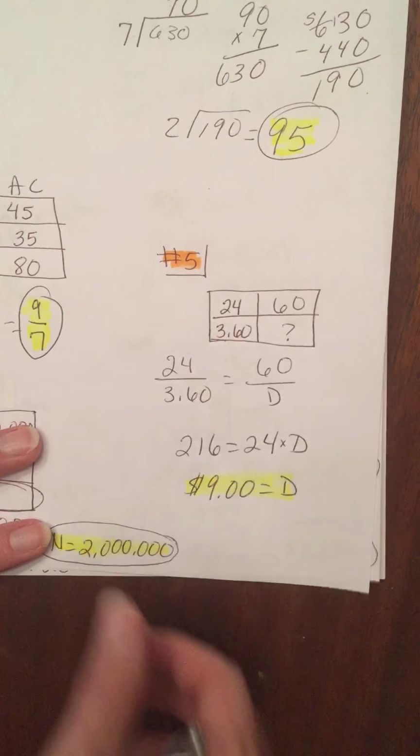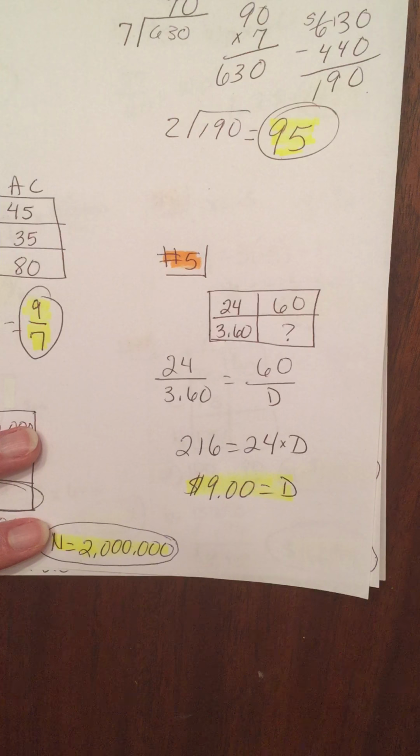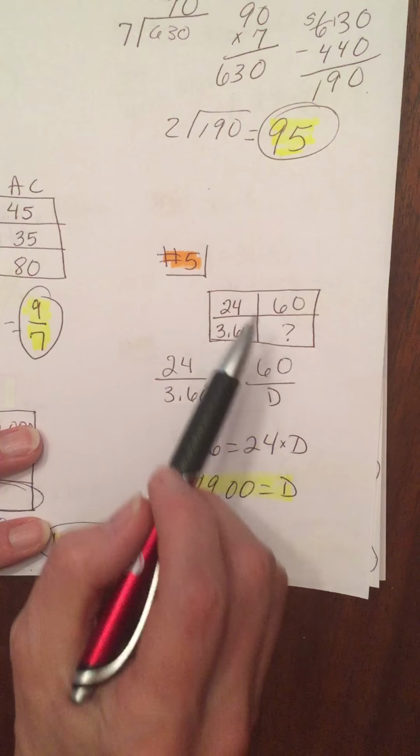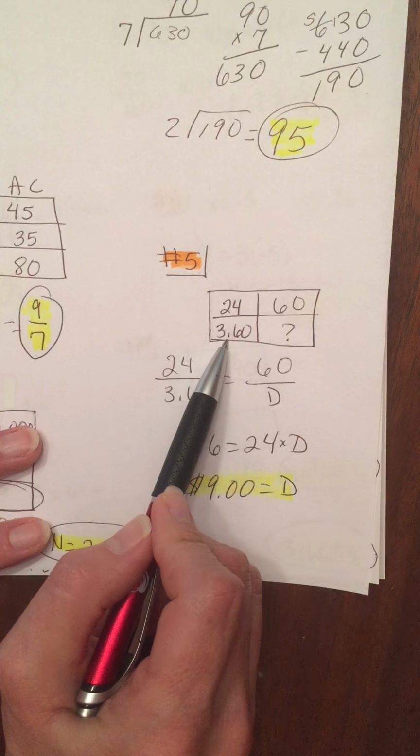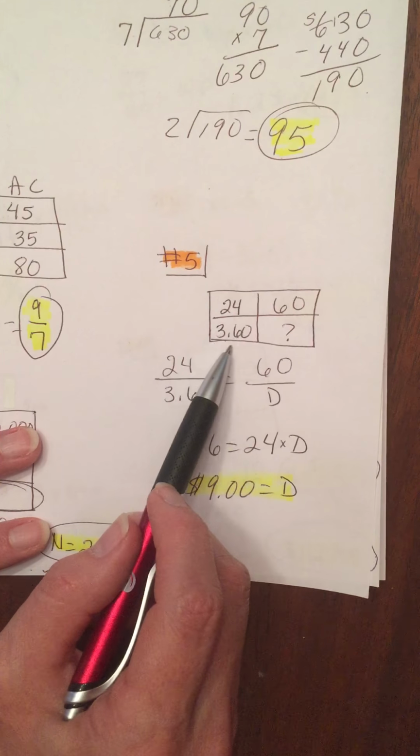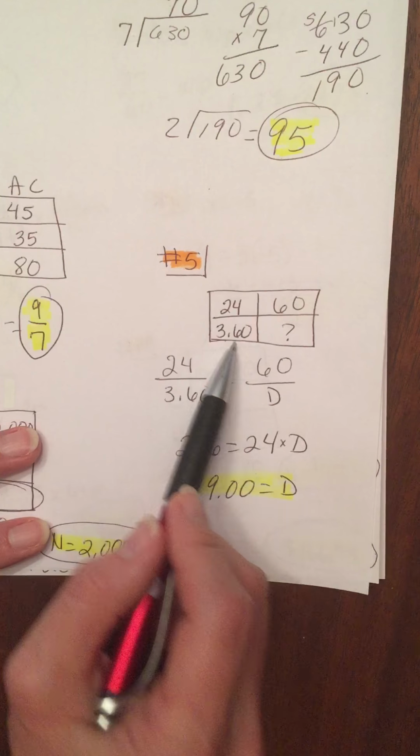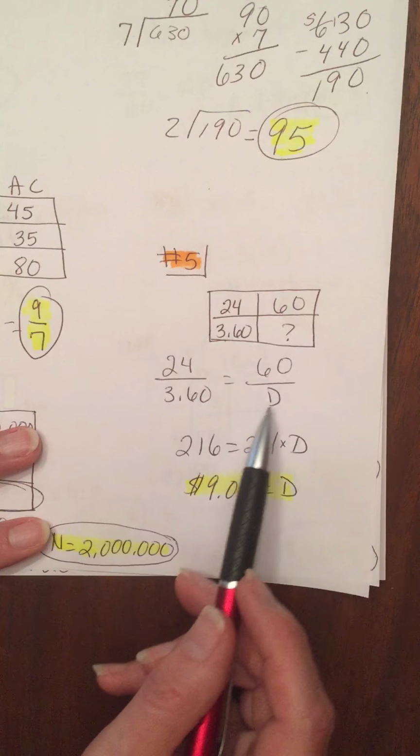Number 5. This is another ratio box. 2 dozen pencils cost $3.60. So I changed 2 dozen to 24. Cost $3.60. So they want to know how much 60 pencils would cost.